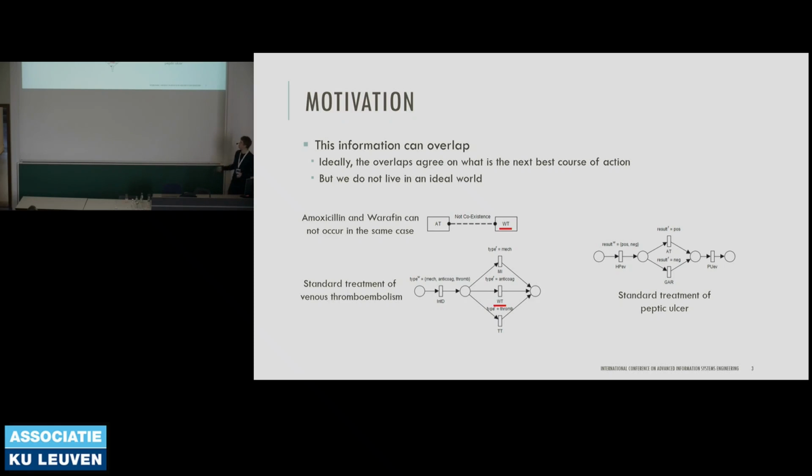Now here, depending on the results of the HP evaluation test, which is the first activity in this procedure, we can end up in a position where the standard treatment procedure requires us to also do amoxicillin treatment. And now we basically have a 3-way conflict between the specifications that we are currently following. So how can we handle these situations?